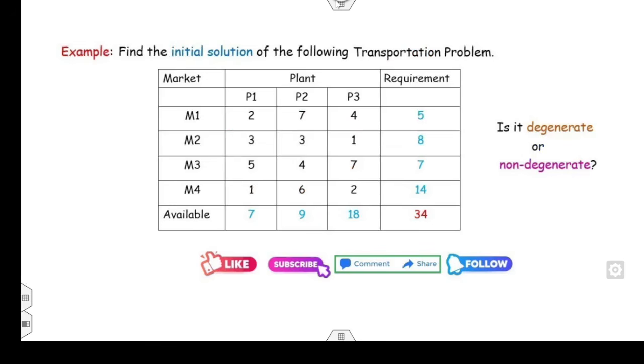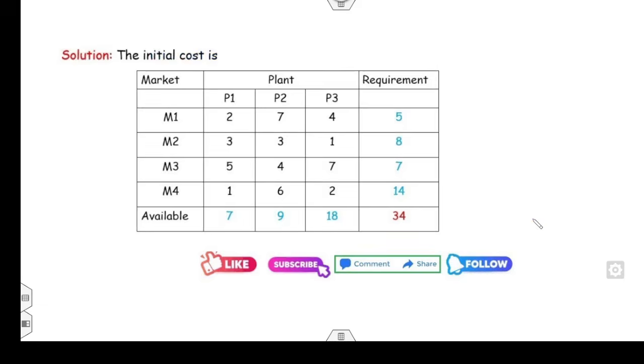Look at the next one. Find the initial solutions and check whether they are degenerate or non-degenerate. Clearly, my problem is a balanced problem. Fine. Now you can start with the allocations.